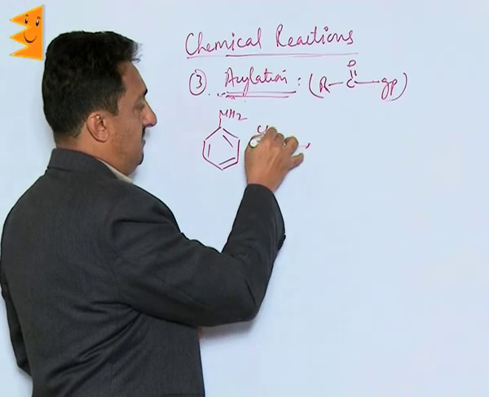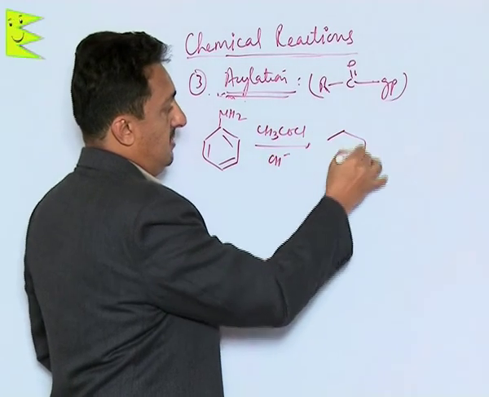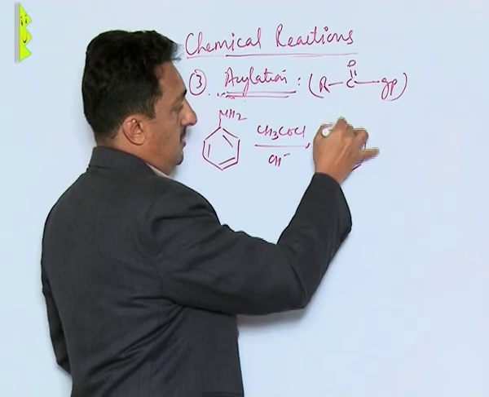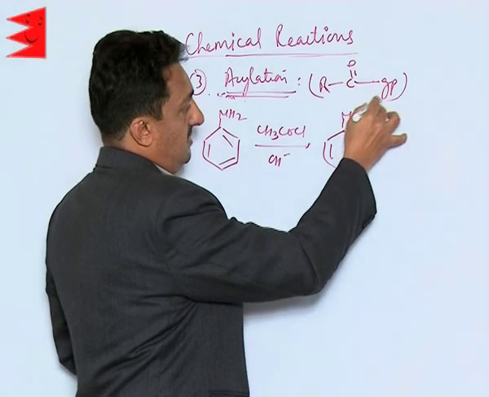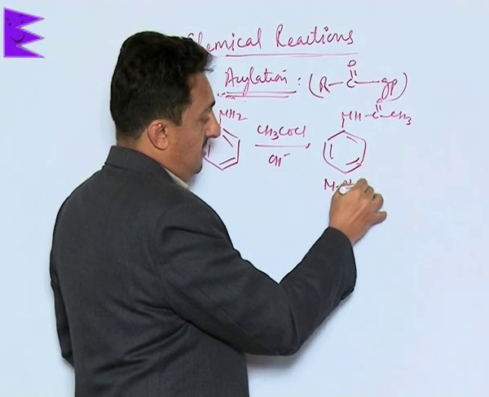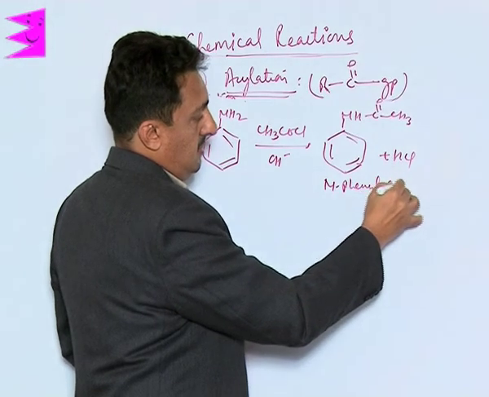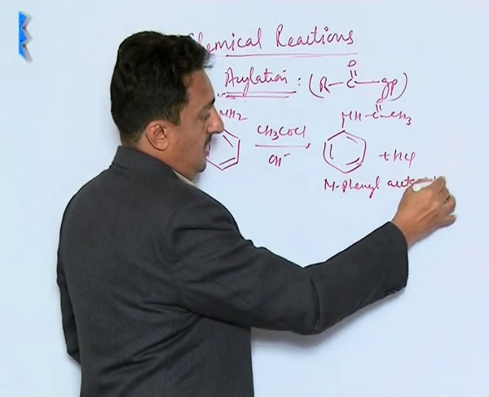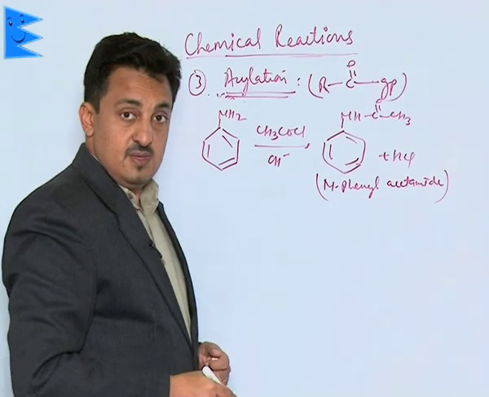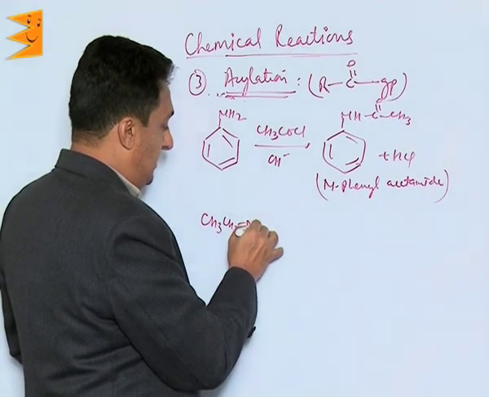So if we react them with this acetyl chloride in basic medium, what we get is this compound. This is called N-phenyl acetamide.